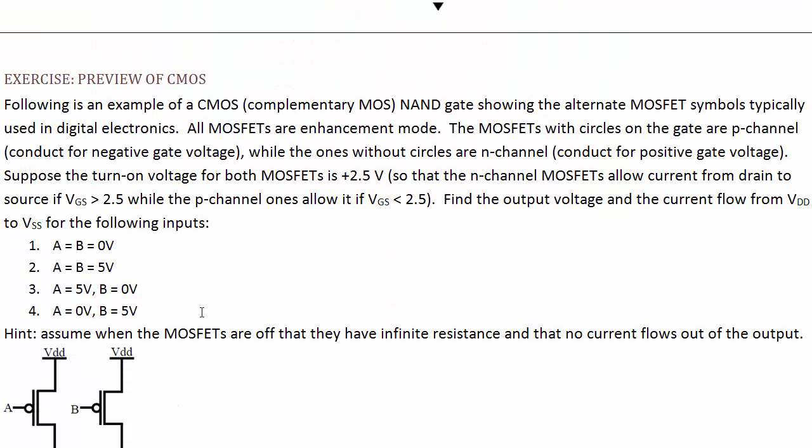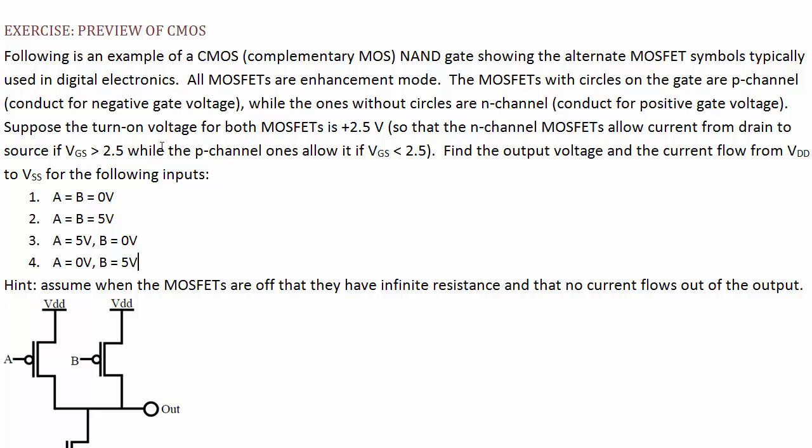Okay, so let's trace how they would behave in response to these pairs of inputs: both low, both high, one high and one low, and one low and one high. Assume that they switch their conduction when VGS is above 2.5.